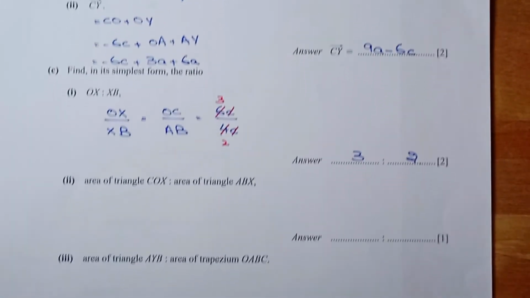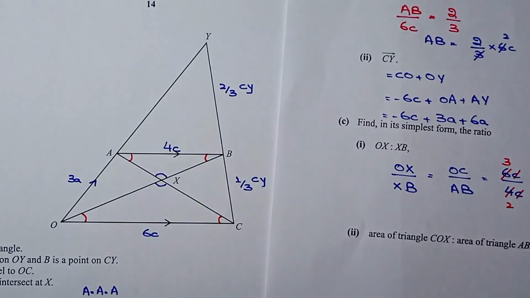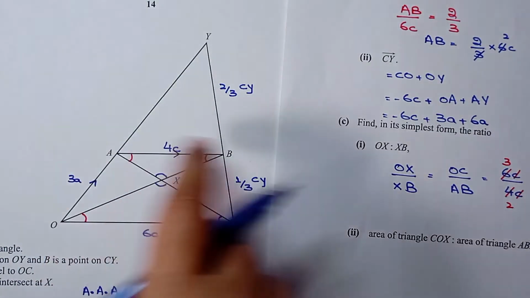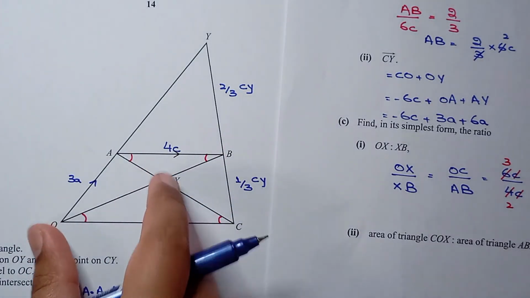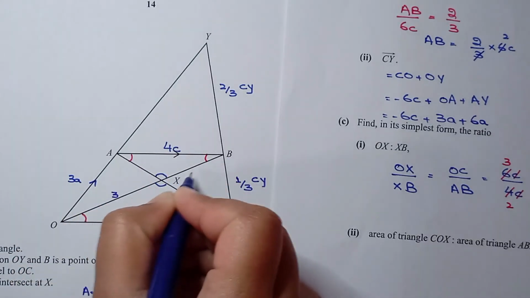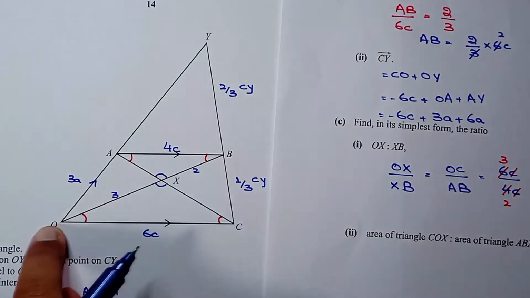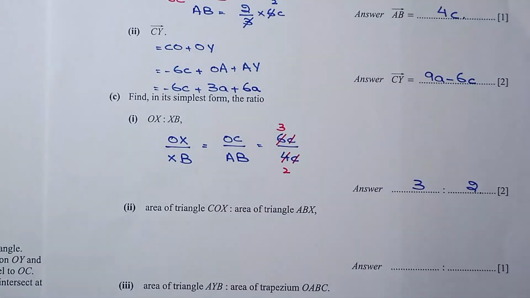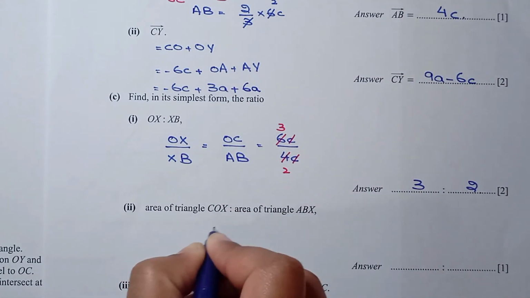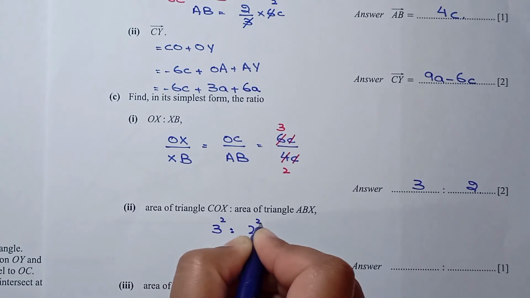Now for the second part, the area of triangle COX and the ratio of the area of triangle ABX. COX and ABX. These two triangles, we need to find the area. This side is OX, that we got 3, and this side we got 2. For area, we need to use the side length. For this triangle the side is 3, and for this triangle the side is 2. For area, we need to square it. So it is 9:4.